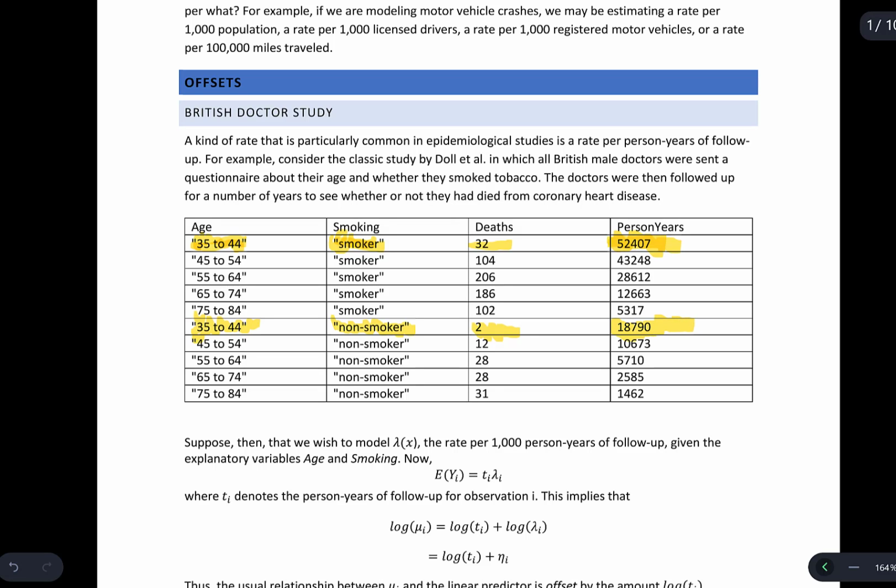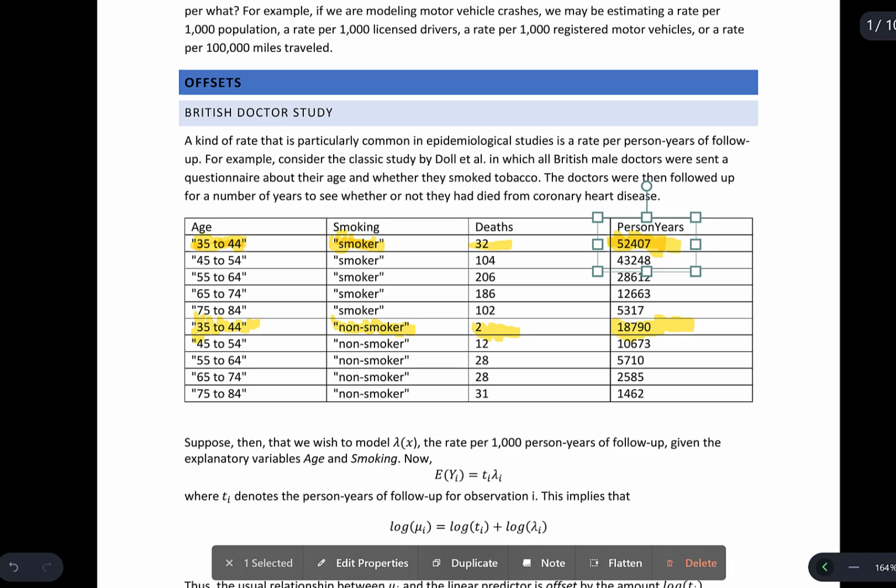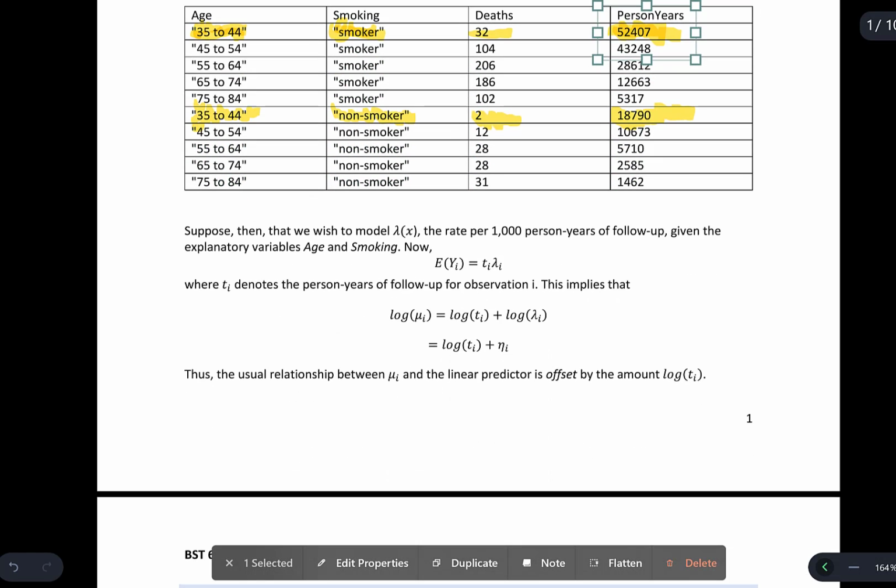In this case, in person years, we see that we had 18,000 in the non-smoker, but 52,000 in the smoker. And so we need to account for that when we think of these rates. We also need to decide a rate per how many person years. For example, suppose that we wanted to model lambda as a rate per 1,000 person years of follow-up, given the explanatory variables age and smoking.